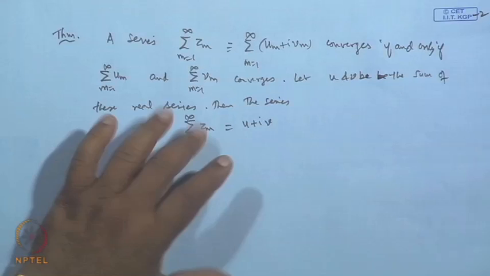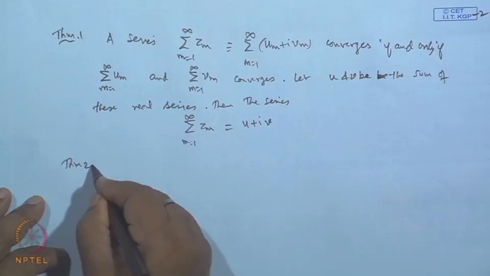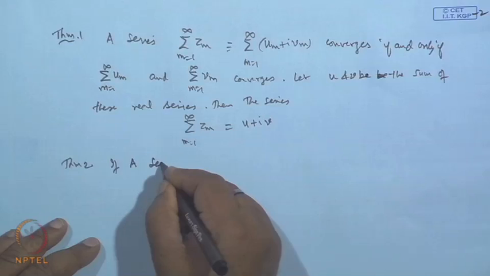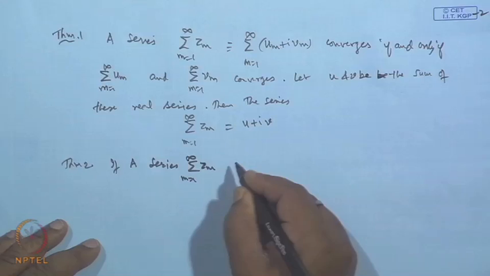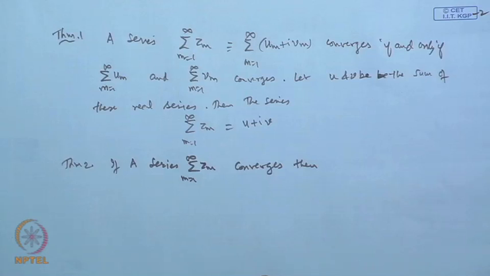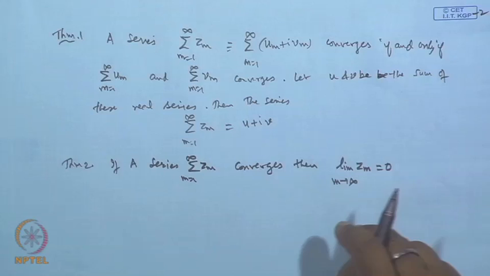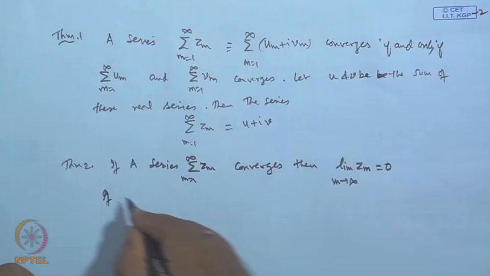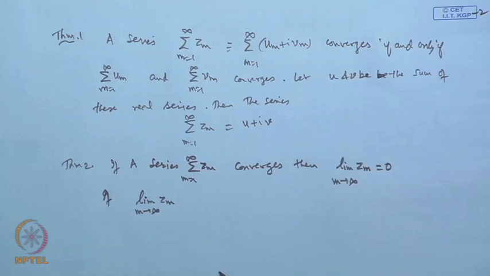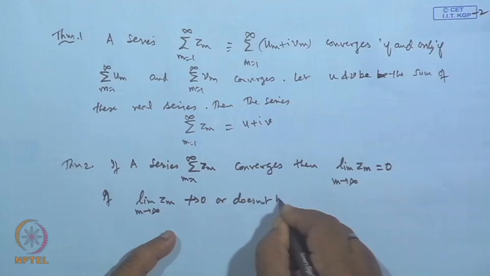Another result which we have for the test is that if a series sigma Zm, m is 1 to infinity converges, then the nth term of this series, that is Zm, when m tends to infinity, must go to 0. That is the necessary condition for a series to be a convergent one. That is, if the limit of Zm as m tends to infinity does not tend to 0 or does not exist, then the series will diverge.